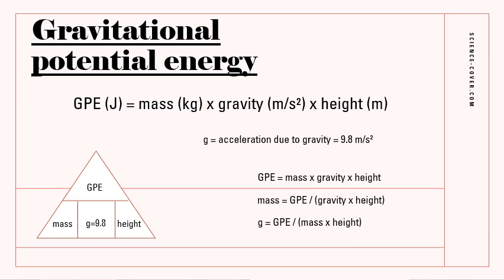If we wanted to calculate the height of an object, then you cover up the height in the triangle, and it leaves us gravitational potential energy on the top divided by mass times 9.8.